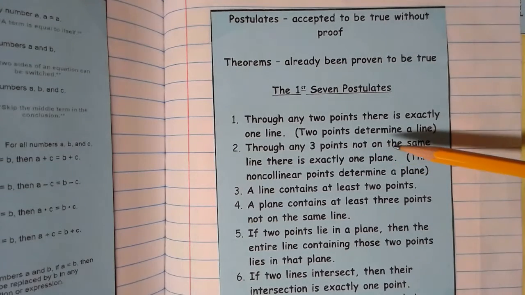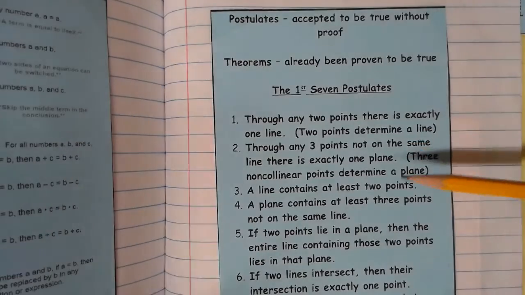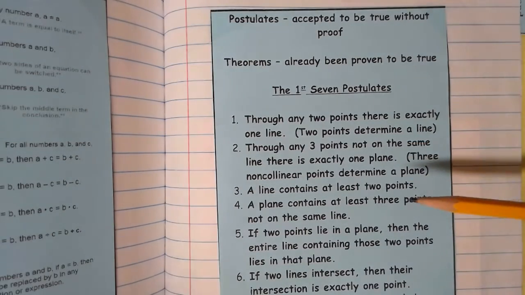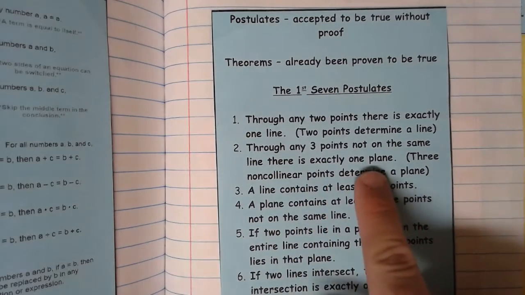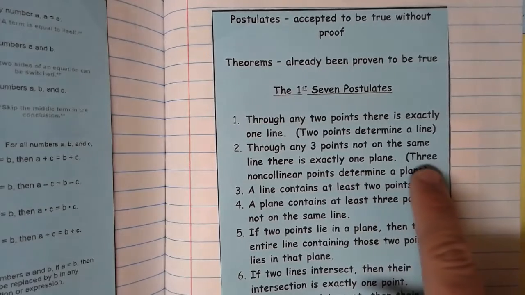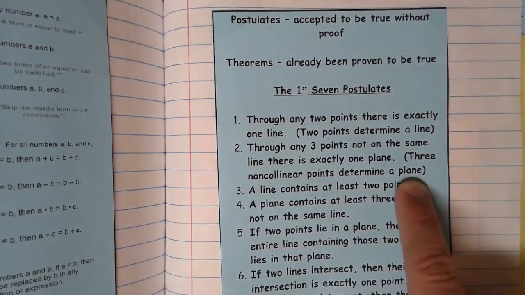Through any 2 points, there is exactly one line. So if you've got any 2 points in a plane or anywhere, there's always exactly one line that can go through them. Number 2, through any 3 points not on the same line, there's exactly one plane. Or another way we could reword this is 3 non-collinear points determine a plane.